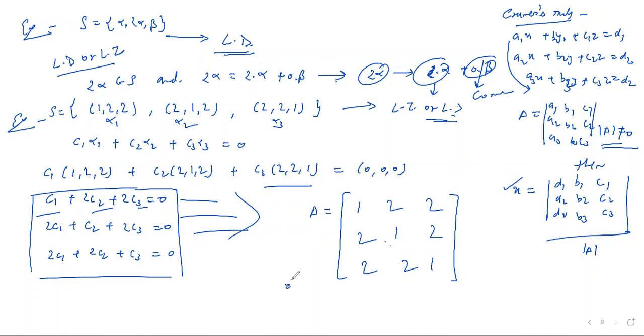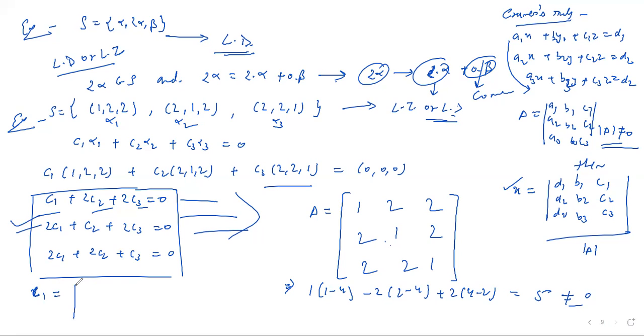I'll find the determinant of these values as 1 times (1 minus 4), minus 2 times (2 minus 4), plus 2 times (4 minus 2). From this I got 2 to 4, and it would become 5. Okay, the determinant of A is equal to 5, which is not equal to 0. Then we have the solution. Now if I find the value of C1, this is the set of equations here.